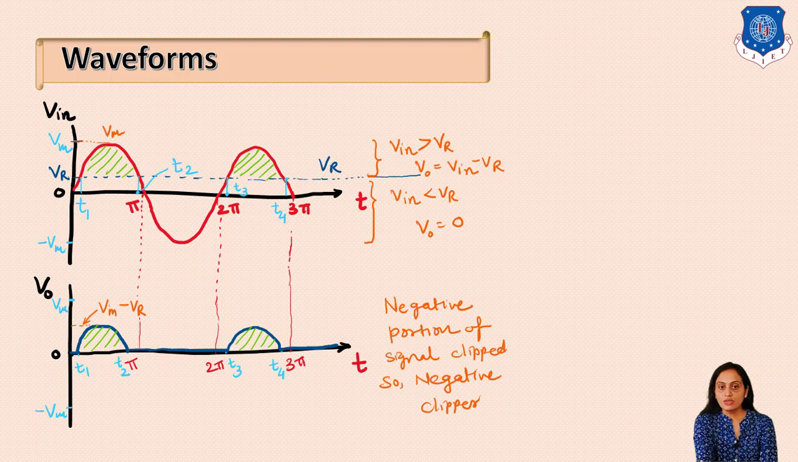From T1 up to T2 we are getting the diode on. For this particular portion we have the diode on, and when the diode is on, the output is Vi minus VR, and the peak value will be Vm minus VR. After that, for Vin less than VR, we are having output 0, and the same thing is repeated. Over here you will find that the negative portion of the input signal is being clipped off. This is why it is called the negative clipper. So this is the output voltage waveform for the biased negative series clipper.